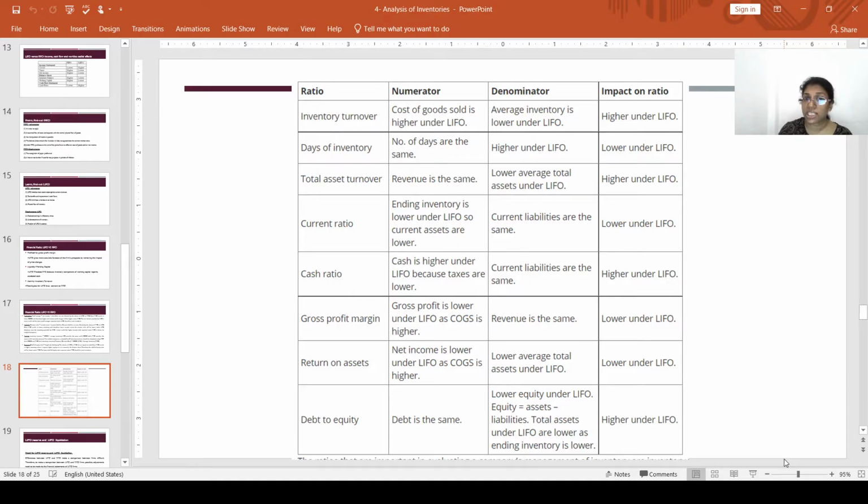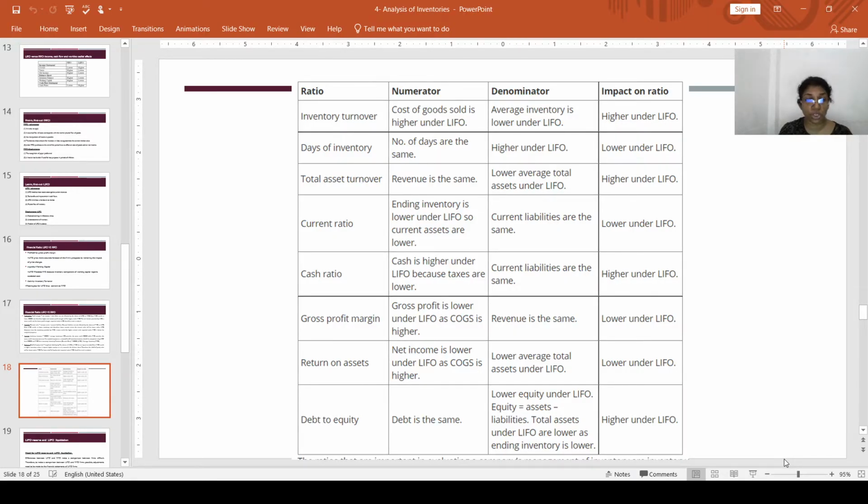According to this, you can see the inventory turnover is higher in the LIFO method and the days of inventory is lower in the LIFO method. What about the total asset turnover? Total asset turnover is higher under the LIFO method. The current ratio, according to that, is the current assets divided by current liabilities. Since the inventory value is lower, the current ratio will be lower, as well as the quick ratio.